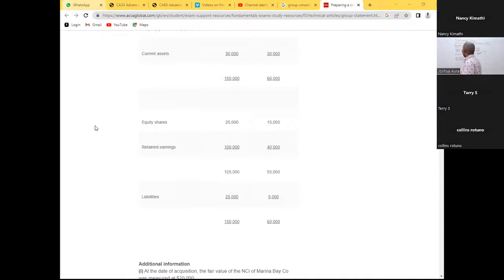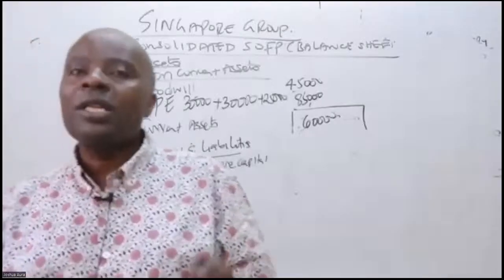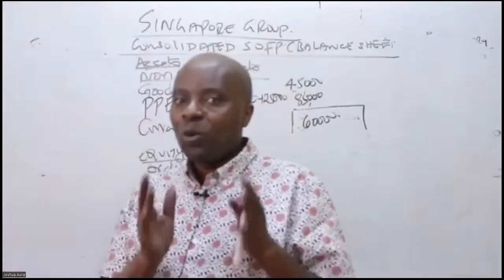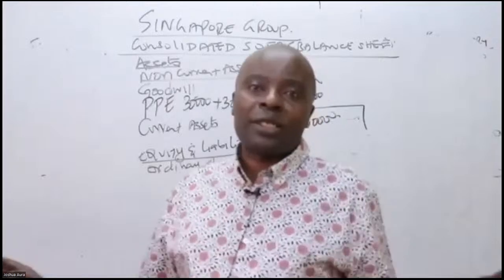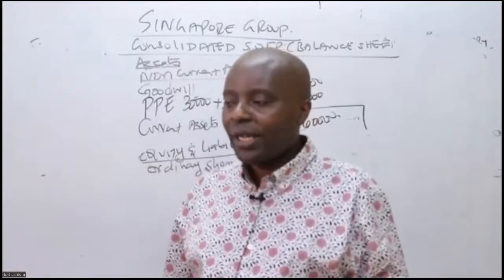So ordinary share capital, what are we taking here, somebody? Remember, for ordinary share capital, we only take the one of the parent. We don't take the subsidiary figure. The same case with share premium. We pick the ones for the parent. Don't ask me why.